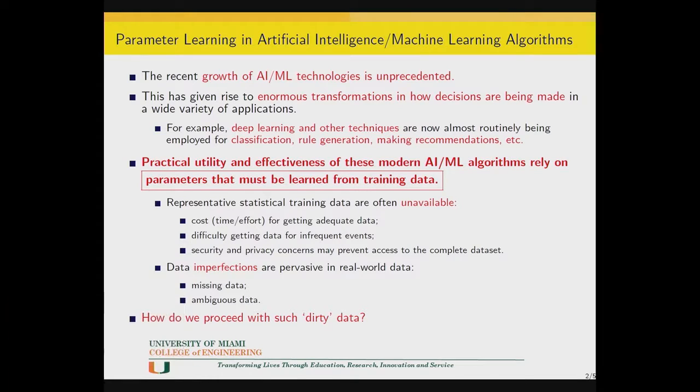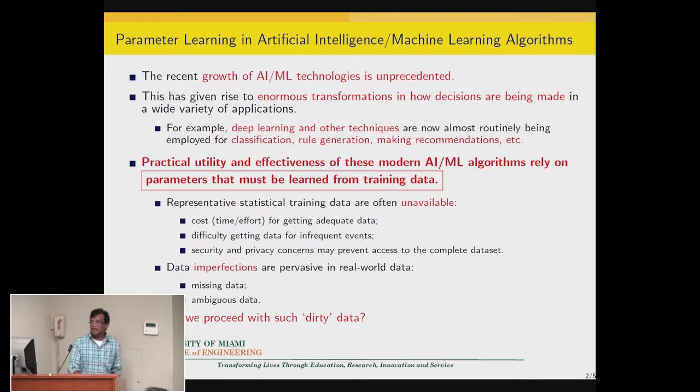In fact, this has given rise to enormous transformations in how people make decisions. For example, deep learning and other techniques are now almost routinely used in a lot of machine learning algorithms. But what we must realize is that the practical utility and effectiveness of almost all these algorithms depend on how well we can actually learn the parameters. And these parameters are learned from training data. So that's the first thing.